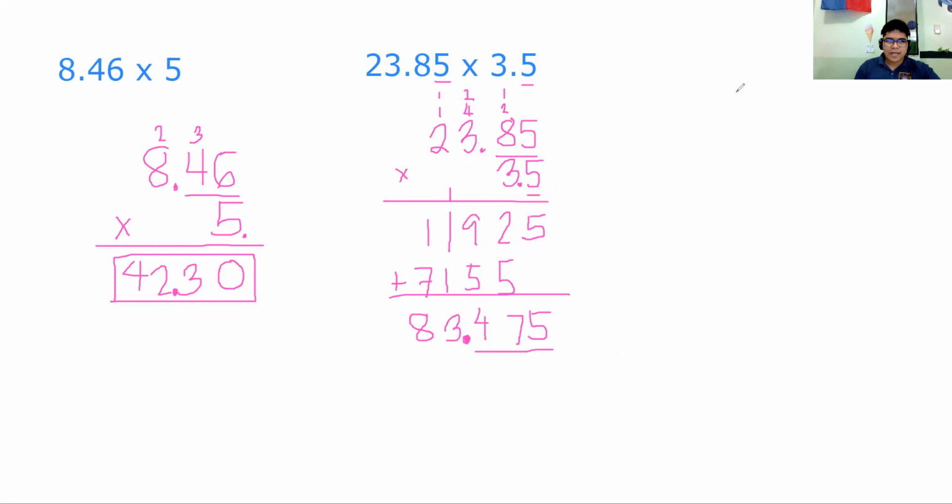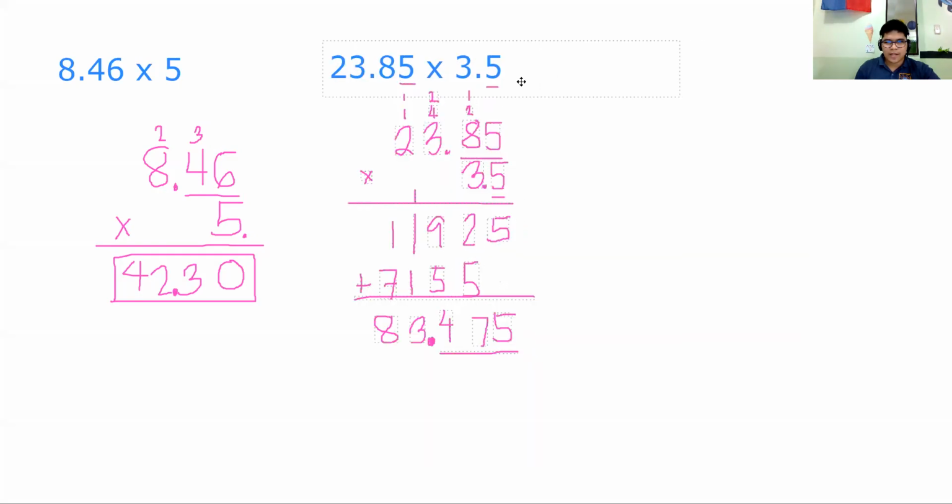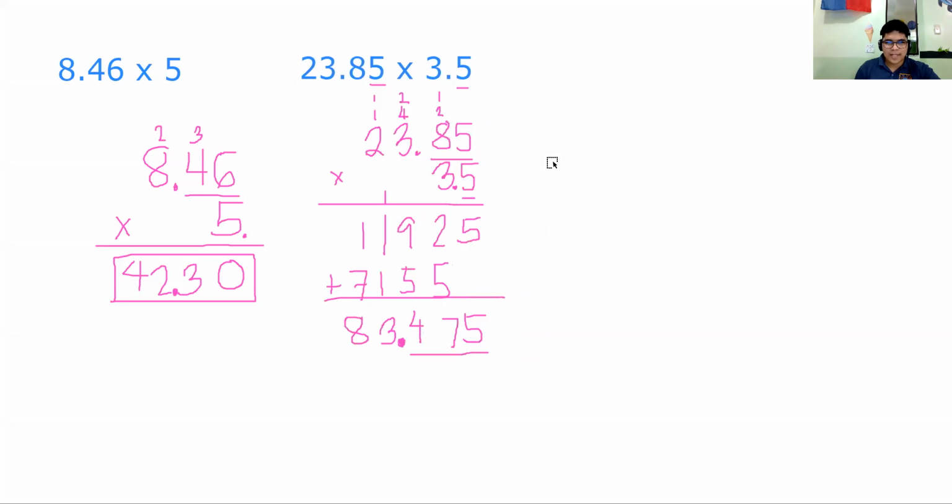So that is how we multiply. That's how we multiply decimals. All right? Best thing to do there is to practice, practice, practice. Once again, okay? Diligence beats intelligence. So diligence, please. All right. So that is multiplication of decimals.